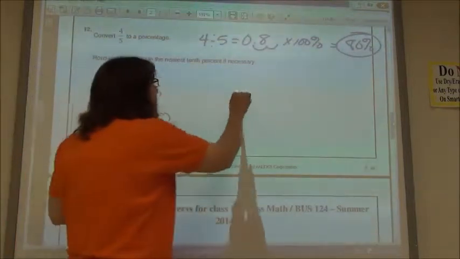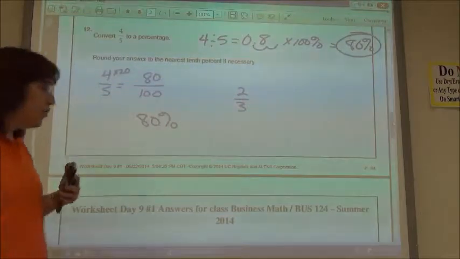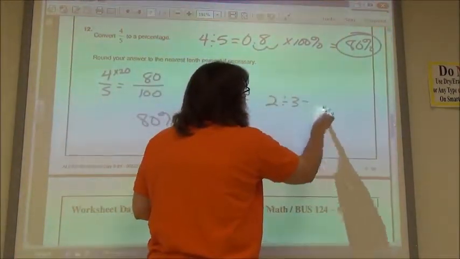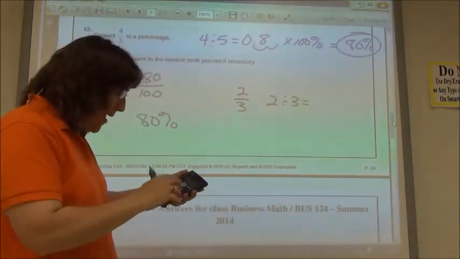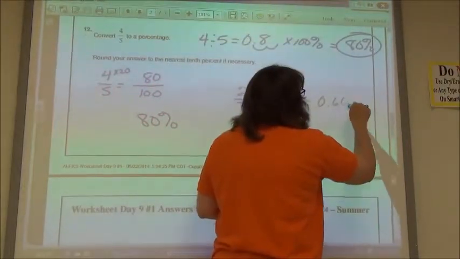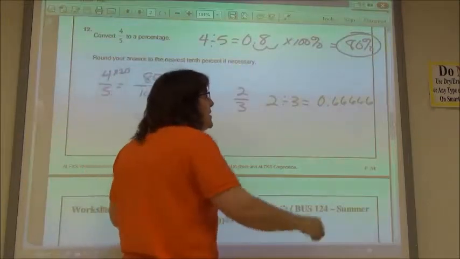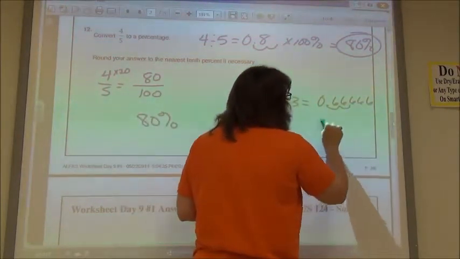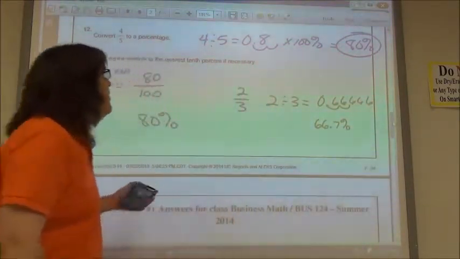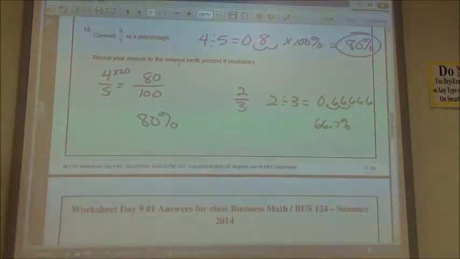However, if you'd have something like 2/3, 3 doesn't go into 100, you'd have to do it the other way. You have to say 2 divided by 3, and this one you're going to have to round because it doesn't come out nice. 2 divided by 3 is 0.666666666. So if it says round to the nearest tenth of a percent, I move my decimal 2 places, 66 point, and I'd have to round that off to 7% if it happened to tell me to round to the nearest tenth of a percent, like those ones do.